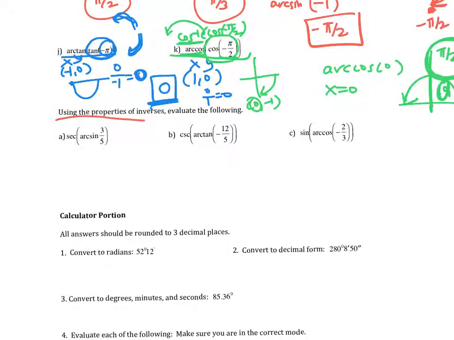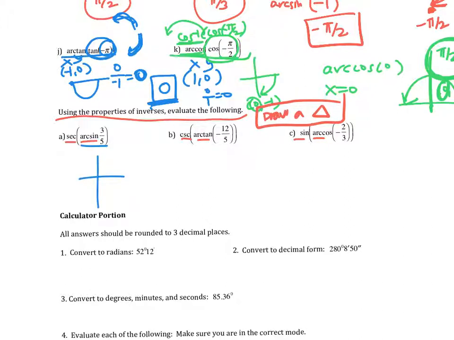For these problems here, using the properties of inverses, evaluate the following. Notice that these are different from the ones that we were just doing earlier because the functions are not the same. They're not just inverse functions of each other. So for these, you need to draw a triangle in the correct quadrant. Let's take a look at the following. We have arc sine of 3 over 5. Arc sine means our answer has to be in quadrant 1 or quadrant 4, since that's where the restrictions are for arc sine. But because it's positive, our answer will be in quadrant 1.